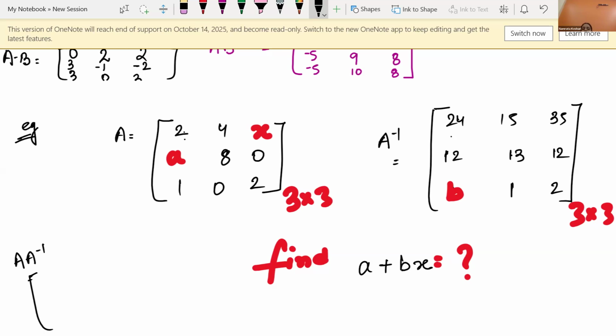So 2 multiplied with 24 will be 48. 4 multiplied with 12, 48. And b multiplied with x will be bx. The next element we will find just like that. It will be really huge. You can understand the calculation will take time, and then we will be comparing it with the identity matrix.